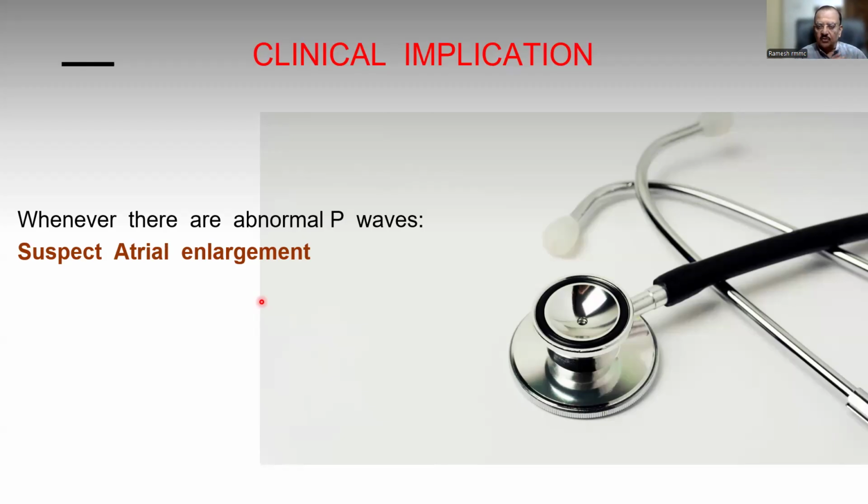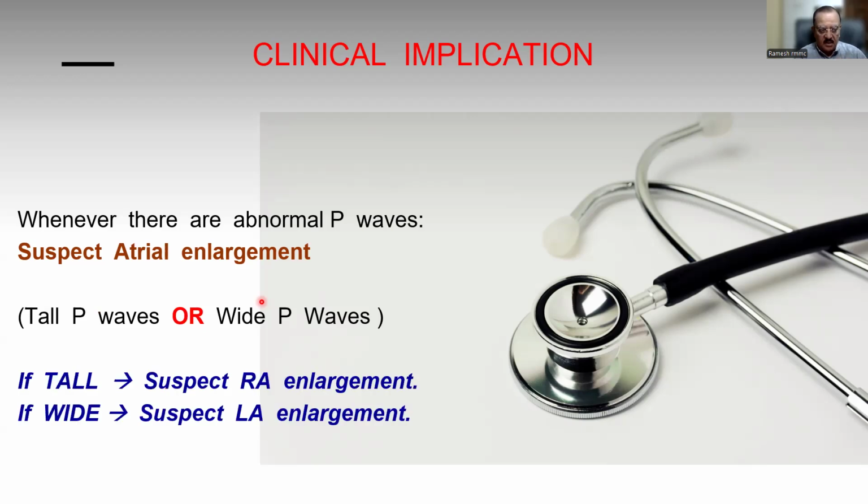And in that also, there are 2 atria, left atrium and right atrium. Can we differentiate between the 2? Yes, easily. If the abnormality is in the height, instead of 3 millimeters height, suppose it is 5 millimeters, a tall P wave, then you should suspect right atrial enlargement. If the problem is in the width, height is okay, only 3, but width is 5 small squares, then suspect or diagnose left atrial enlargement.